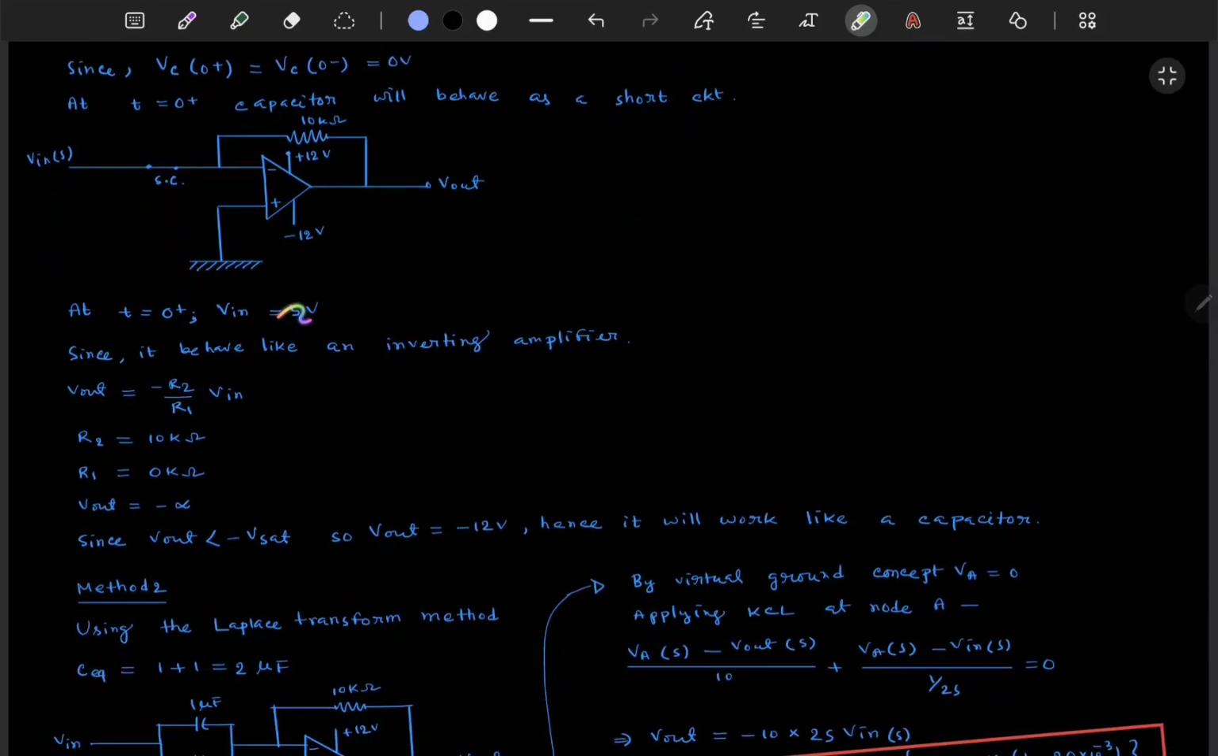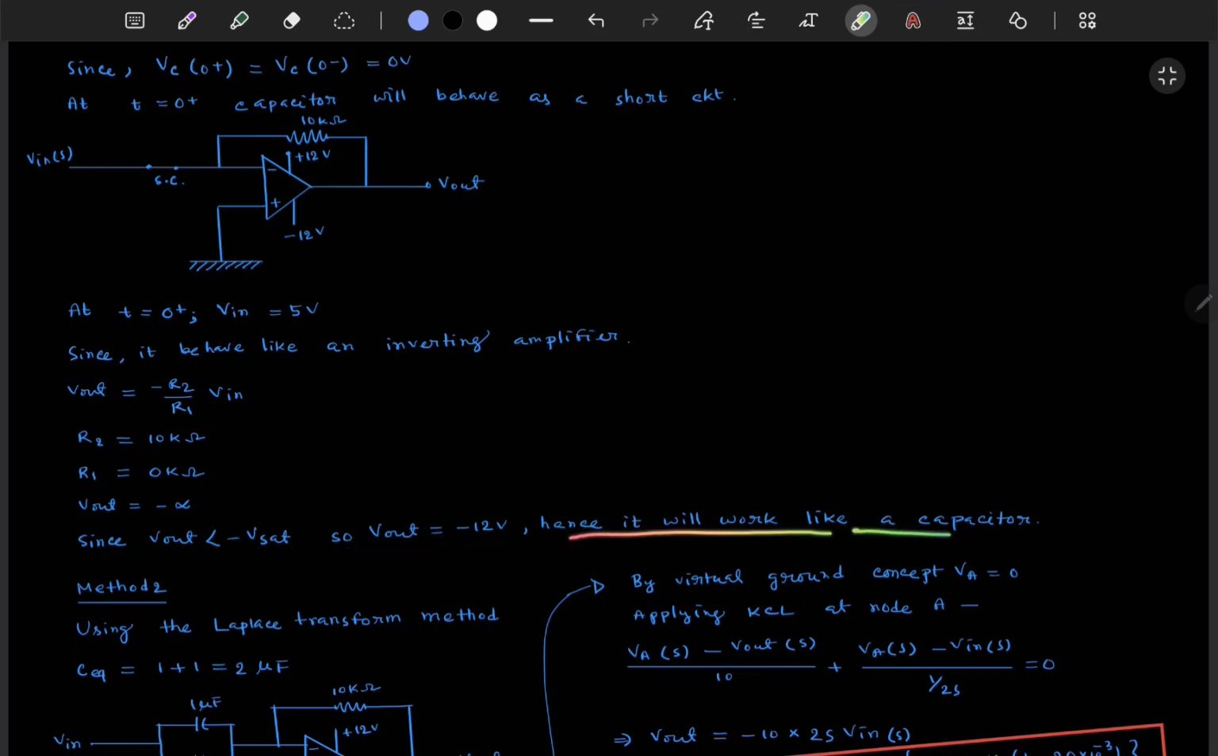So output is minus R2 by R1 into Vn. Now R2 is this 10 kilo ohm and R1 is short circuited, so this is 0 kilo ohm. So output will be, if you put these values here, minus infinite. Since output cannot be less than minus V saturation, output is minus 12 volt.